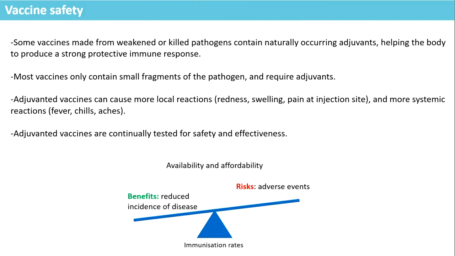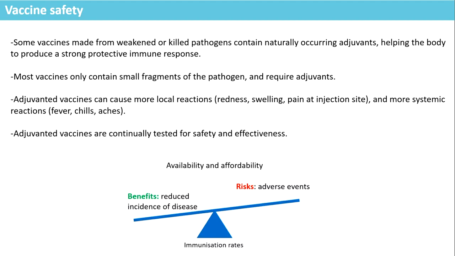When it comes to vaccine safety, that's another thing that we need to bear in mind. Obviously we want a strong protective immune response, and we need that adjuvant to do that. But some vaccines which use weakened or killed pathogens, because they're the whole-cell pathogen, actually have naturally occurring adjuvants, and that can be beneficial in those. But as I mentioned before, any vaccine that just has a peptide or a small fragment of the pathogen will require an adjuvant in order to trigger the immune system.